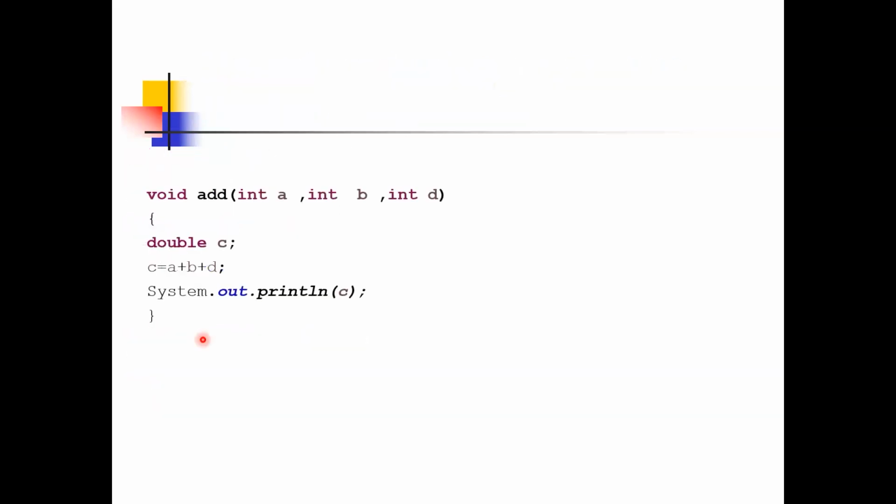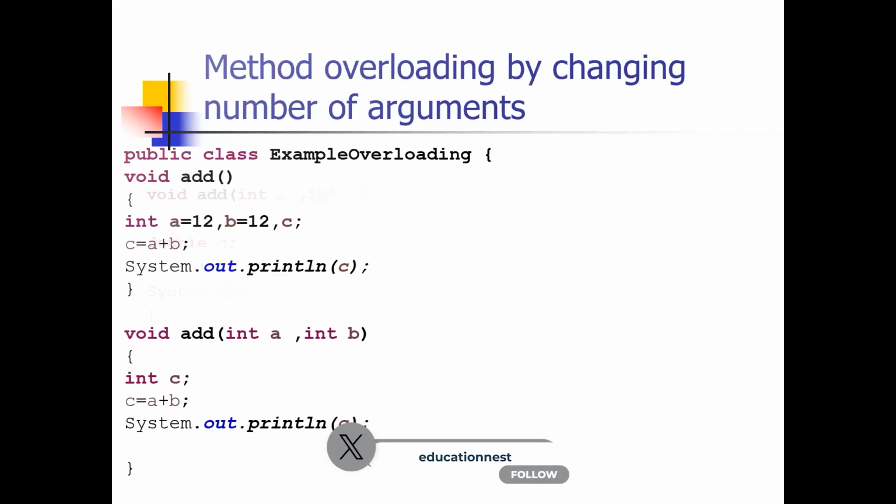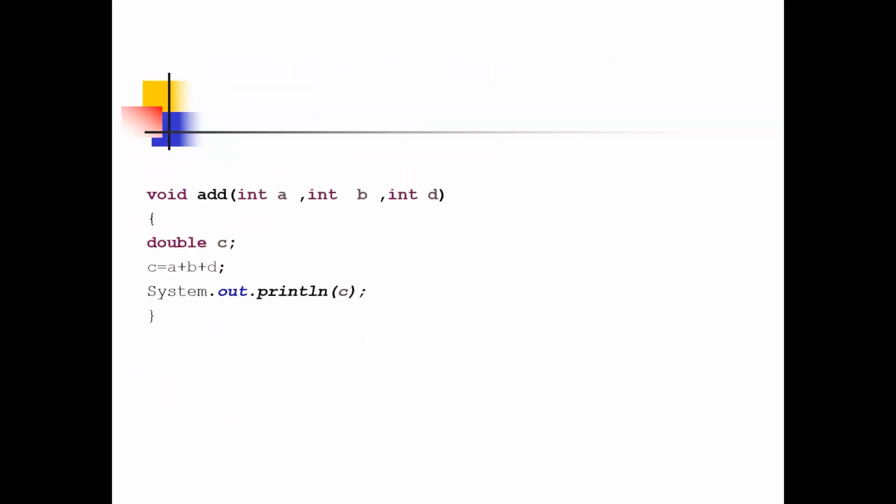the arguments differ. Now, how to call these methods? I will explain. For using any method inside the class, in the main method we have to create the object of that particular class. In the main method, we have to create the object of that class. The class name is example overloading. If you want to use the methods of this class, we have to create the object of this class, an object of example overloading.